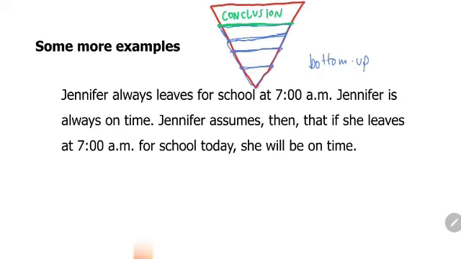Jennifer always leaves for school at 7 a.m. So, Jennifer is always on time. Jennifer assumes then that if she leaves at 7 a.m. for school today, she will be on time. So, maybe, what is this? Maybe Jennifer is only in Grade 1. She saw on day 1, she left the house at 7 a.m.